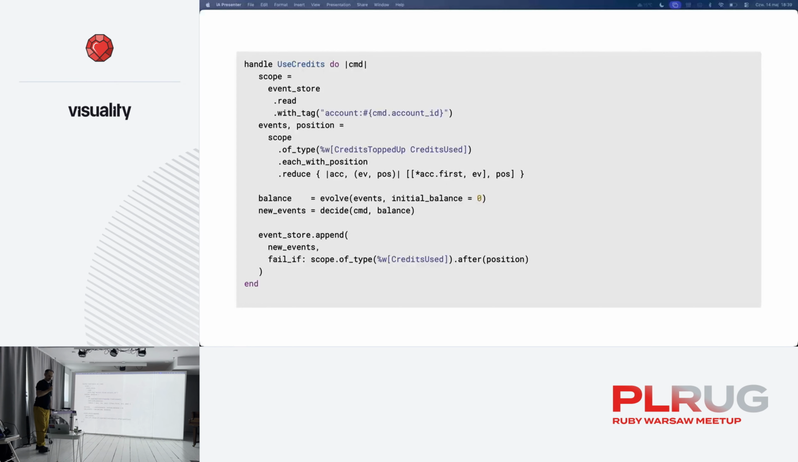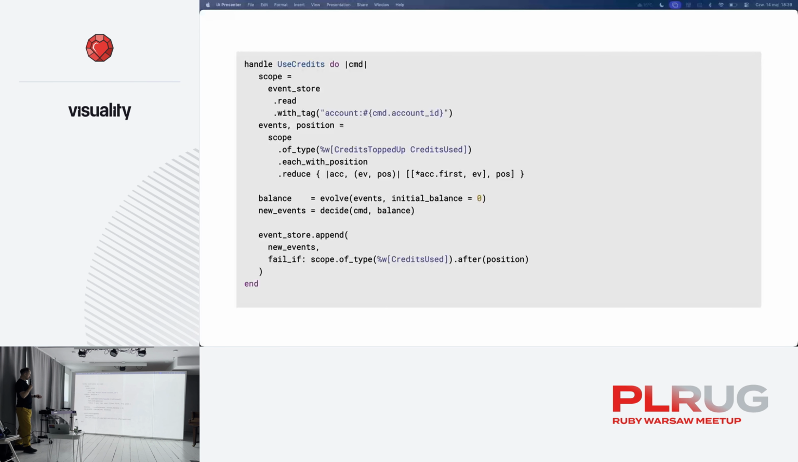But we remember that we want to work on a minimal set of events, only those necessary to perform the operation. We have only one operation, so we don't have to care about other operations that extend our scope, like what happened earlier in the model. So once we have those events, once we have the position of the last event in that query, we could evolve, which is just a projection, those events with some initial balance to figure out what the current balance is that results from those events. And then we could perform the operation, decide.